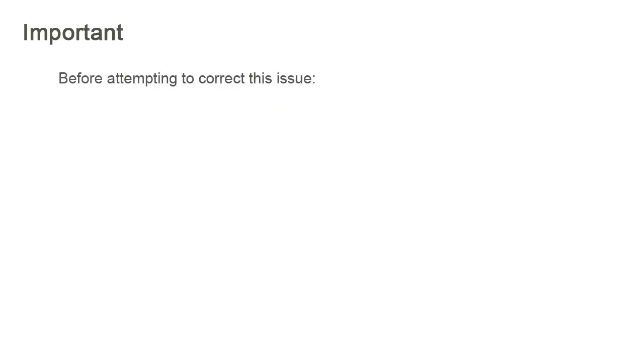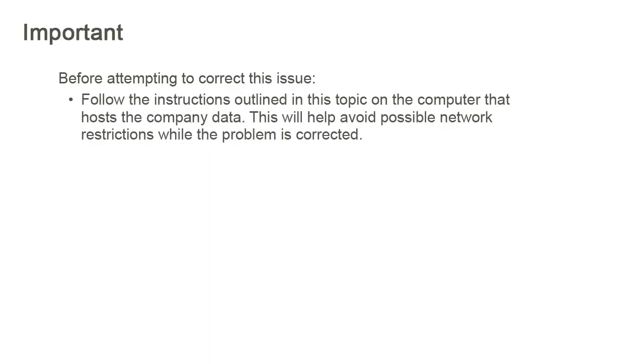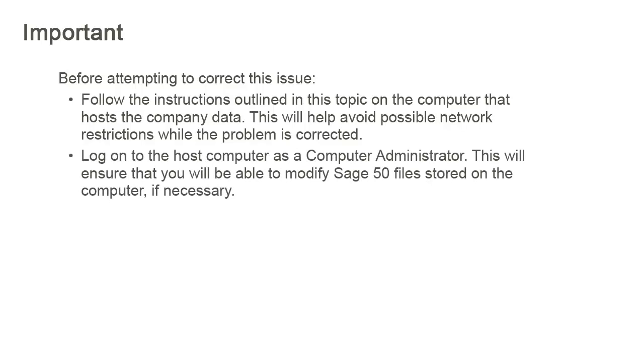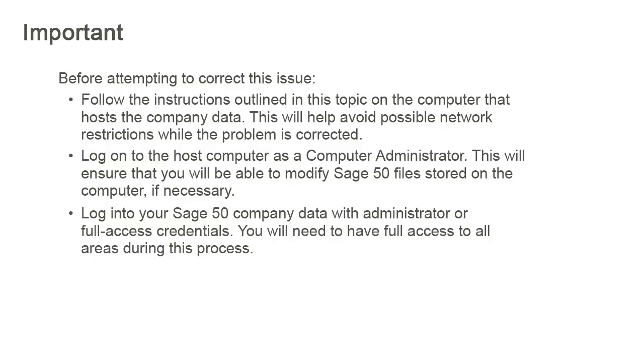Before attempting to correct the issue, follow the instructions outlined in this topic on the computer that hosts the company data. This will help avoid possible network restrictions while the problem is corrected. Log on to the host computer as a computer administrator. This will ensure that you will be able to modify Sage 50 files stored on the computer if necessary. And log in to your Sage 50 company data with administrator or full access credentials. You will need to have full access to all areas of the program during this process.